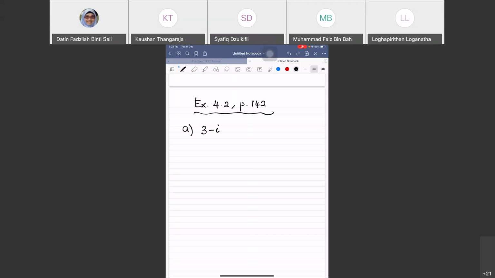Ikhwan? Nur Ikhwan? Muhammad Nur Ikhwan? Mumtaz? Mumtaz? 8 plus i. Say again? B, madam. A, 3 minus i. Okay, A, 3 minus i also. All right, okay. So both are correct.